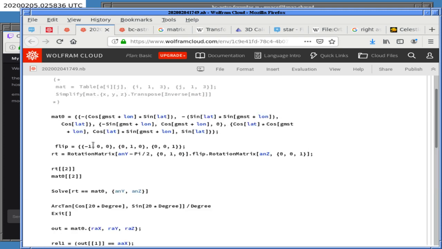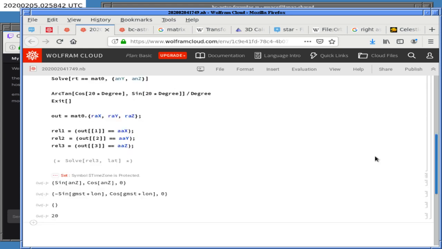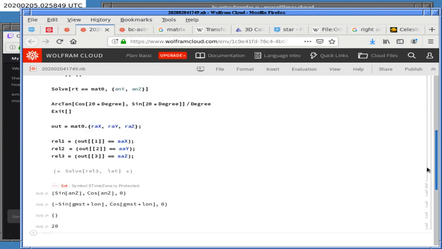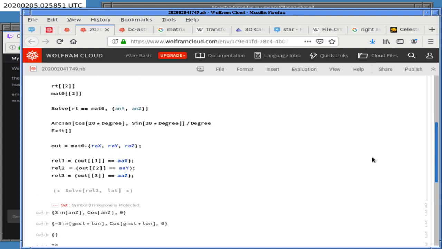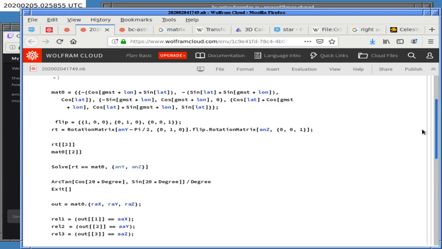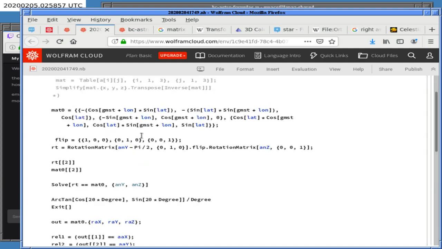Okay, what if we make flip the identity matrix? This won't work. In fact, this should be an unsolvable problem right here. So if I put this back into solution, we would see there is no solution to this, because the flip is necessary. Do we need to flip around the y-axis? I don't think so. But you never know.